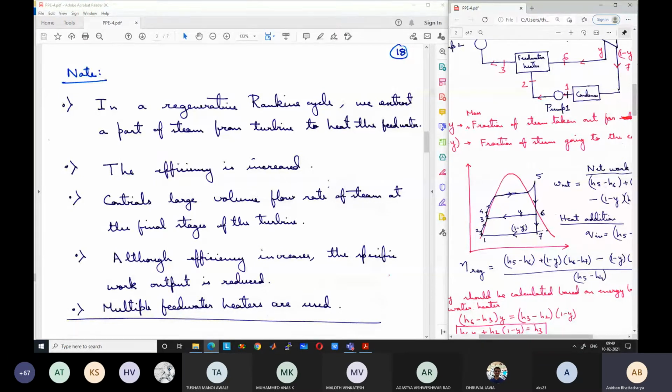To account for this, we need to increase the mass flow rate of the steam through the entire cycle. But the efficiency is increased because although the net work output is lower, the net heat addition is even lower. So ultimately the efficiency is increased. And as we have discussed, multiple feed water heaters are generally used so that we can push the inlet temperature to the boiler to a very high temperature, so that very little heat addition is required in the boiler.